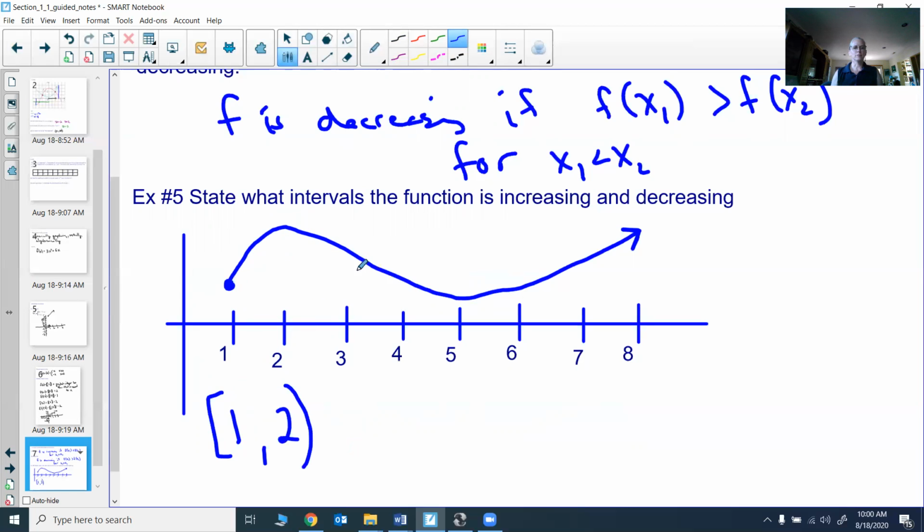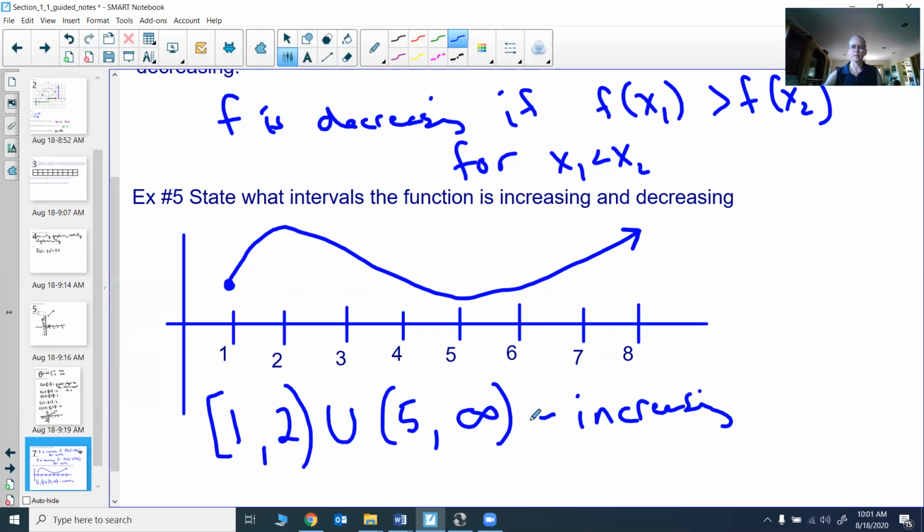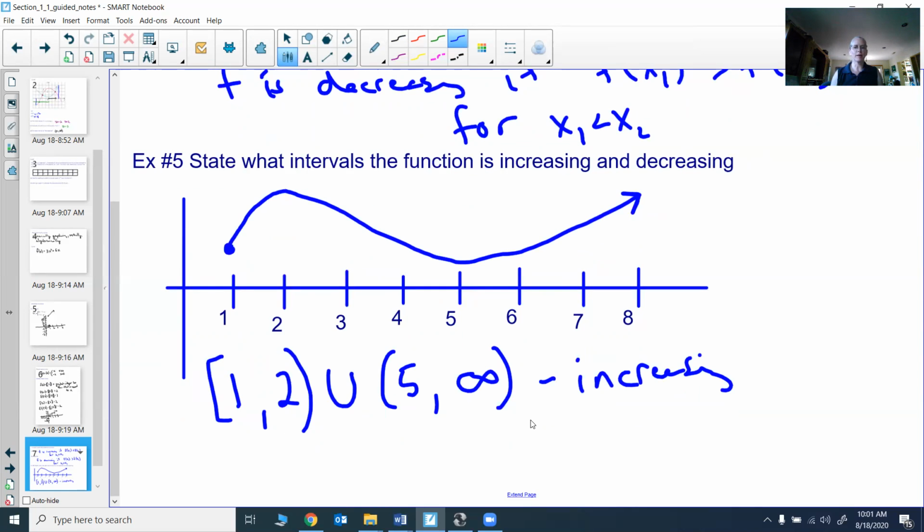And then I'm going down. And when do I change again? It's at 5, so I'm unioning this with from 5. Then I'm going up, and notice that there's an arrow here, so I'm assuming it's going to keep going up. So I'm going up from 5 to infinity. Infinity you never include, so it's always going to be open. So we're increasing there. And we're decreasing from 2 to 5. Again, we don't include the endpoints because we don't really know what's happening at the endpoints. And that's your brief introduction to functions.